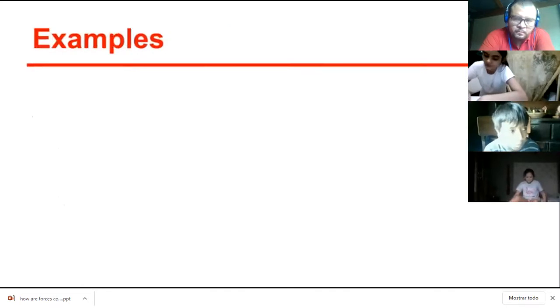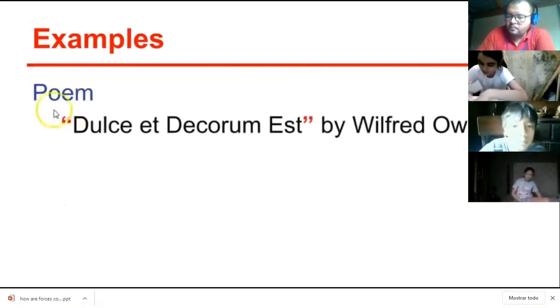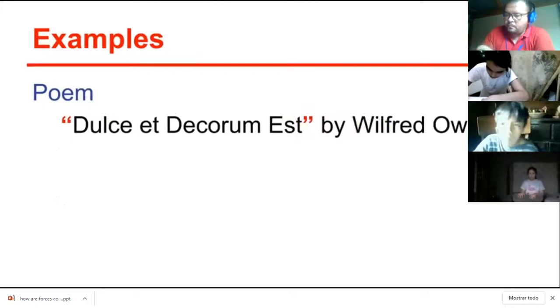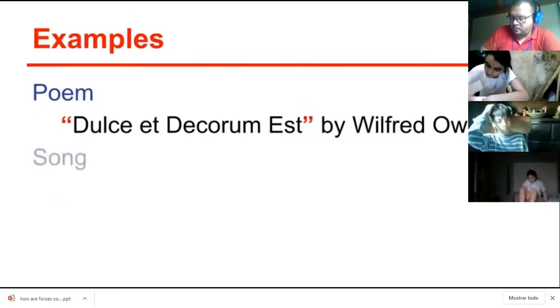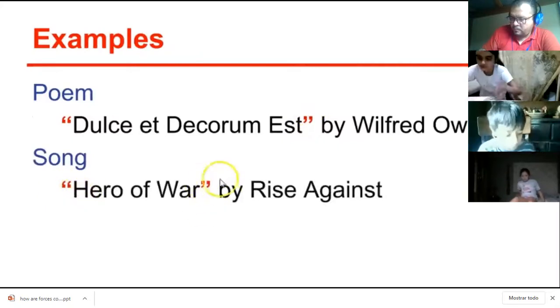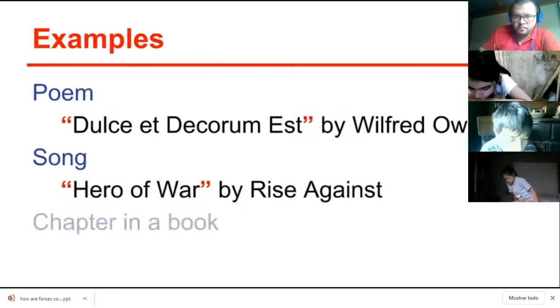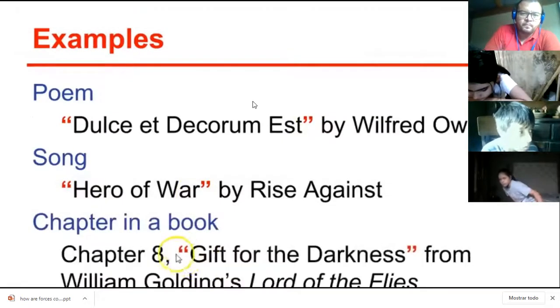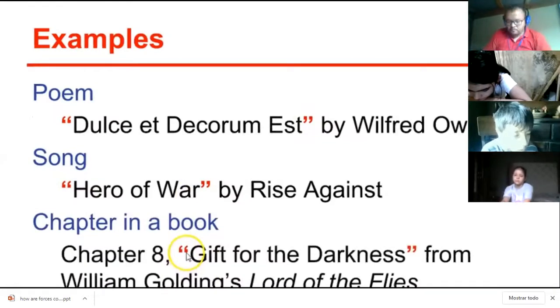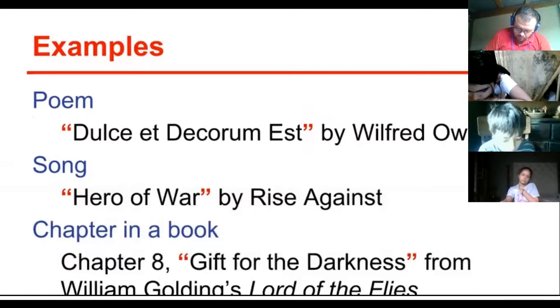Some examples here for you. A poem. You might use quotation marks around "Dulce et Decorum Est" by Wilfred Owen. That was the war poem somebody read. Or a song. One of our students introduced this song, "Hero of War," into a discussion. Again, it's a shorter work, so you're going to use quotation marks. And a chapter in a book. You're reading Lord of the Flies, and your chapters actually have titles. "Darkness" from chapter 8 would be in quotation marks.